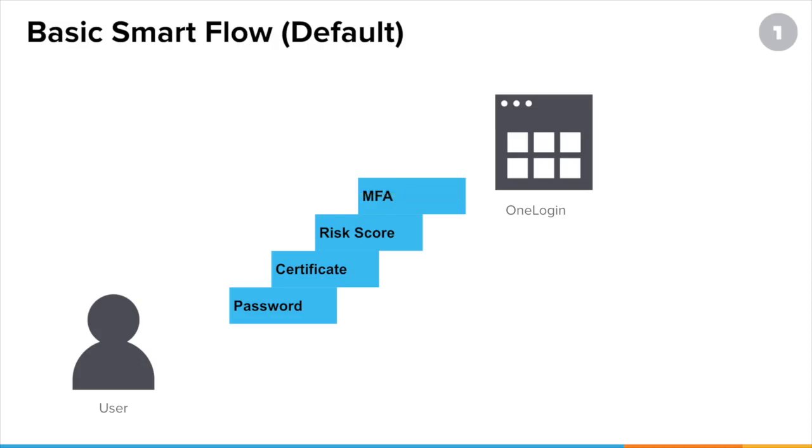If the risk score is above the configured level and the user is required to provide MFA, the final step before the user gets into the portal is a prompt for MFA. They provide it, they get in.